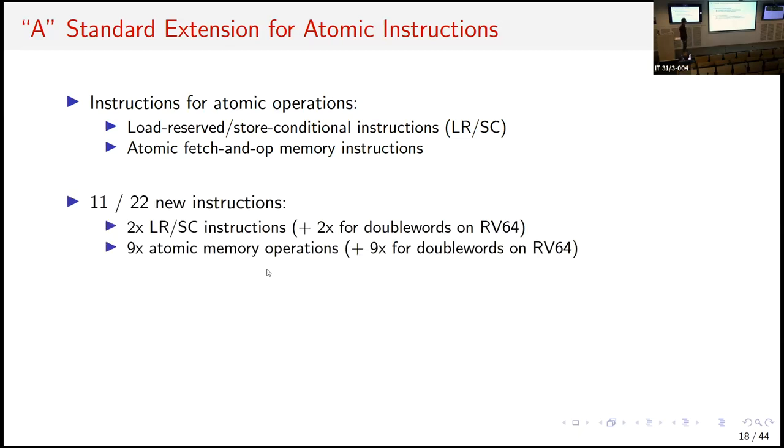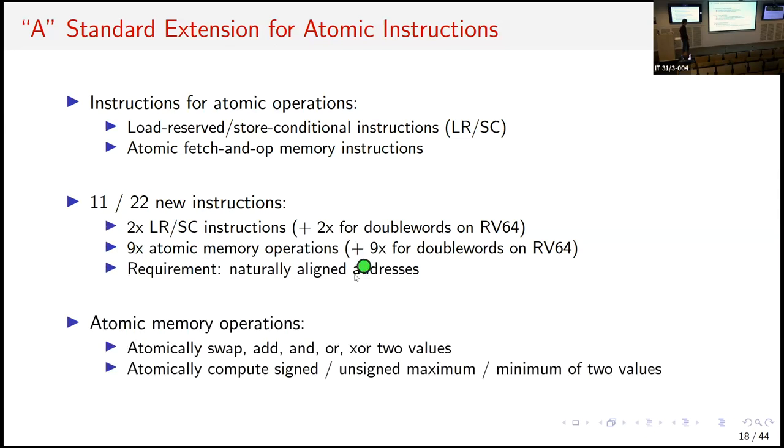So we get 11 or 22 new instructions. You get 2 for load reserved and store conditional, and you get 9 atomic memory operations: atomically swapping, atomic integer addition, atomic logical operations, and signed and unsigned maximum and minimum of 2 values. The requirement is that it has to be naturally aligned. So in RV32, on 32-bit values, it has to be aligned on a 4-byte boundary. If it's not aligned, then the A extension doesn't make any guarantees on what's going to happen. But there's an extra extension which says what's going to happen for misaligned atomic accesses.